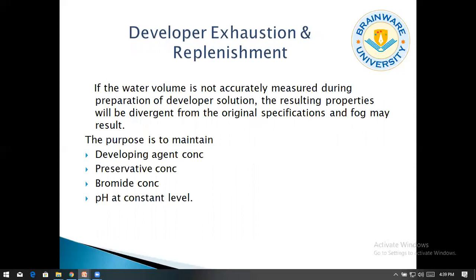Next, developer replenishment. If the water volume is not accurately measured during preparation of the developer solution, the resulting properties will diverge from the original specification and fog may result in the radiograph. So there are a few purposes of maintaining replenishment in the developer: developing agent concentration, preservative agent concentration, bromide concentration, and the pH level should be maintained at a constant level.